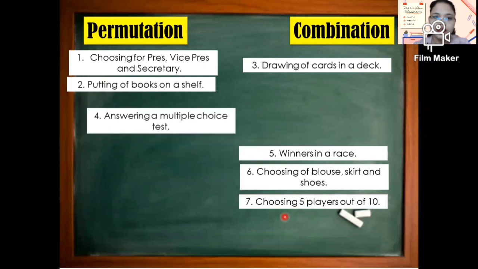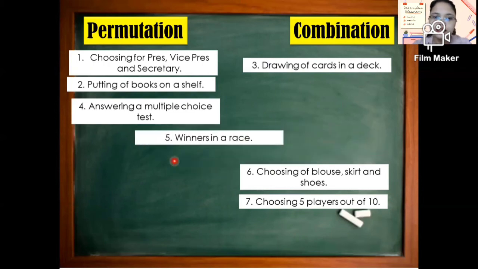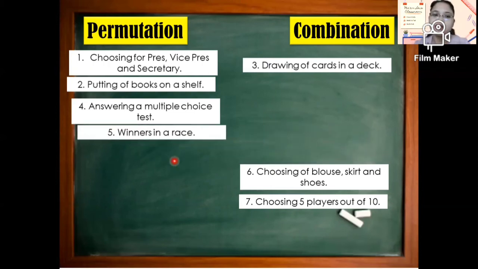Number 4. Answering a multiple choice test, syempre yan ay sa permutation. Kasi may specific answer, kung ano yung sagot sa number 1, yun lang siya. Yung sagot sa number 2, yun lang din siya. Okay po. Number 5. Winners in a race. Is it permutation or combination? That is permutation. Pag winners sa karera, merong specific na arrangement din yan. Kasi sino yung first place, second place, third place, and so on. Okay? So, siya ay permutation.